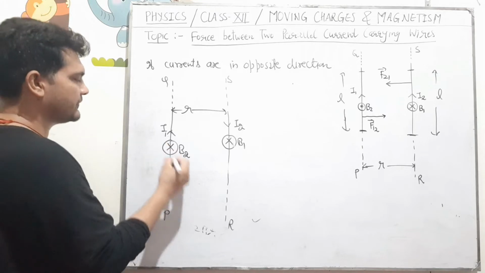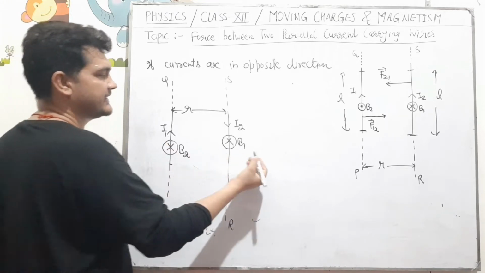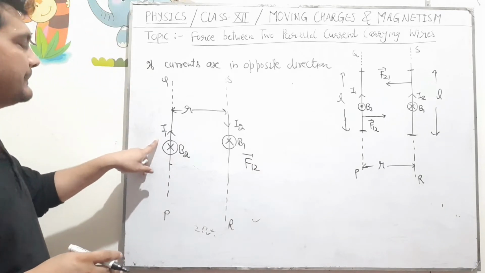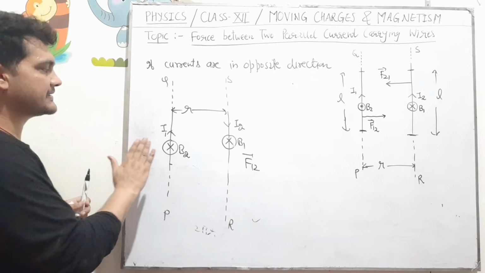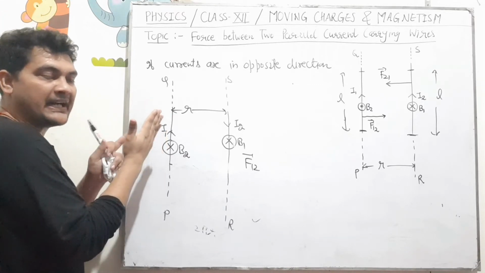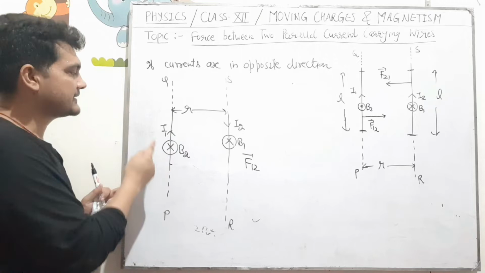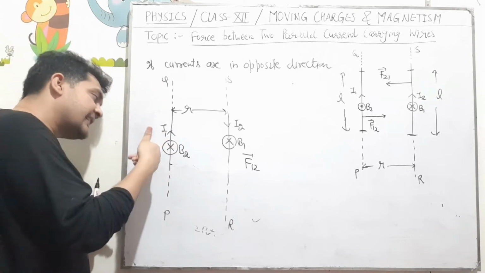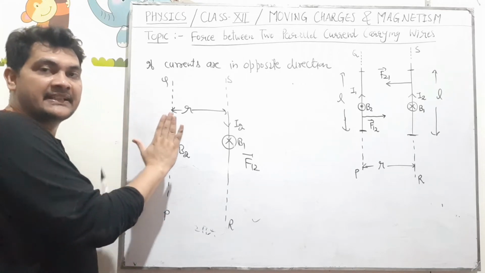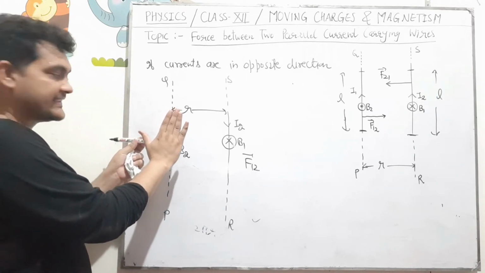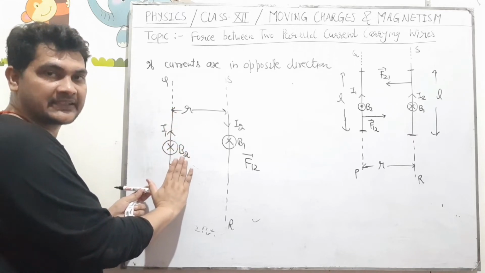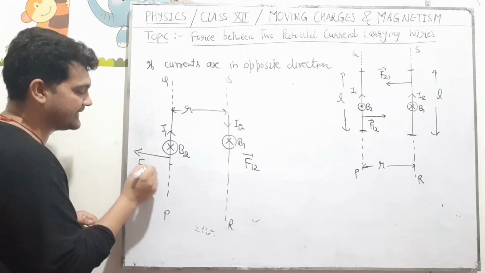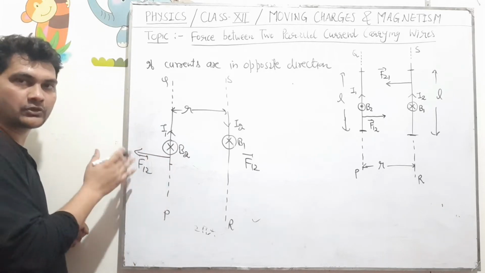Now what is the force on the first wire, F12? Let us see the direction of force on the first wire, F12. To find the force on this wire, we apply the right hand palm rule. Keep the fingers in the direction of current, keep the palm in the direction of field. Current is in upward direction, therefore fingers are in upward direction. Magnetic field is in inward direction, therefore palm is pointing inwards. Then the stretched thumb gives the direction of force. The thumb is in leftward direction, therefore the force F12 is acting leftwards. So this is the direction of force on wire PQ.